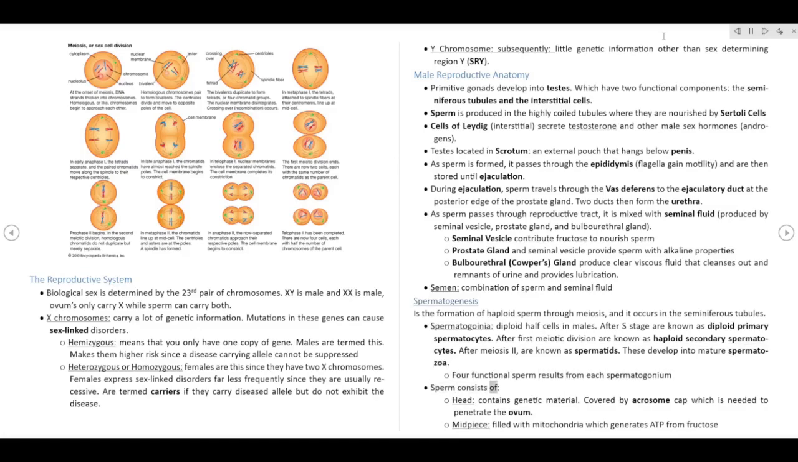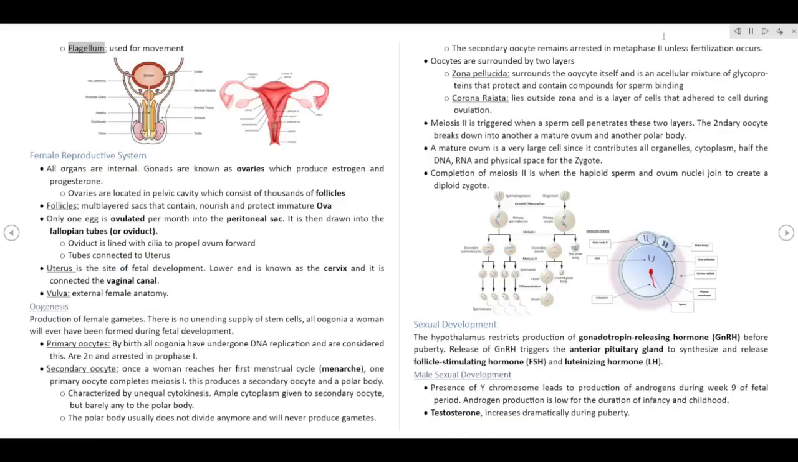Sperm consists of a head, which contains genetic material, covered by the acrosome cap, which is needed to penetrate the ovum. The midpiece is filled with mitochondria, which generate ATP from fructose. The flagellum is used for movement.